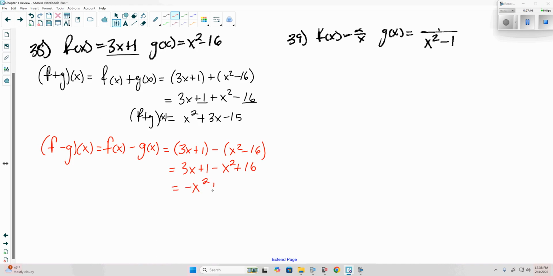So now when we combine like terms, we find that f minus g of x is going to be negative x squared plus 3x plus 17.